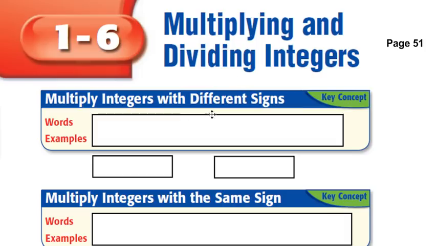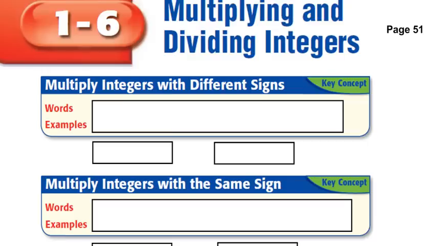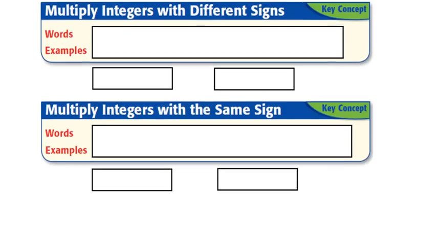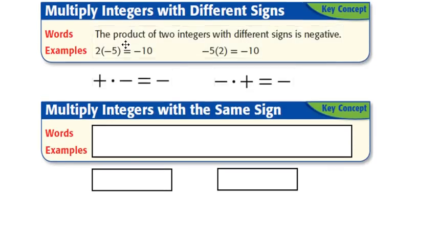When we're multiplying integers with different signs, we're going to have a different result than if we multiply integers with the same signs. In words, the product of two integers with different signs is always negative. If we have a positive and a negative, so their signs are different, a positive times a negative always gives us a negative. And likewise, a negative times a positive always gives us a negative.